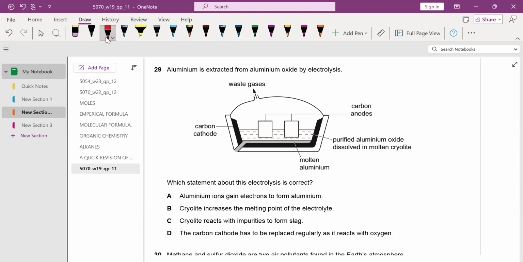Let's read out the statements. First statement: aluminium ions gain electrons to form aluminium. Yes, this statement is correct. Cryolite increases the melting point of the electrolyte? No, cryolite decreases the melting point. Cryolite reacts with impurities to form slag? No. The carbon cathode has to be replaced? No. The carbon anode has to be replaced as the anode dissolves.